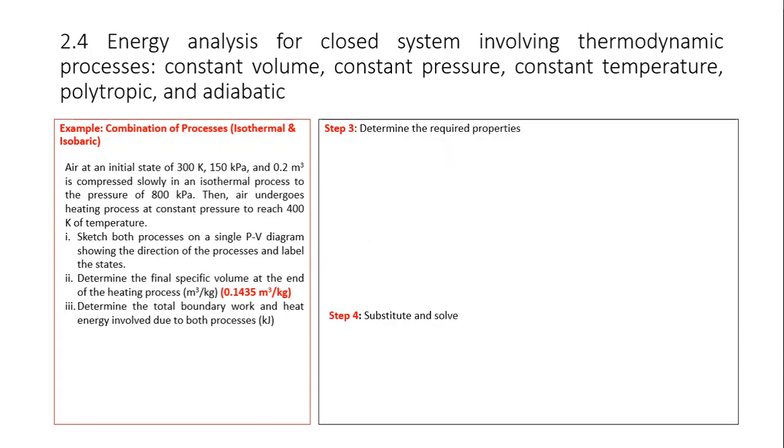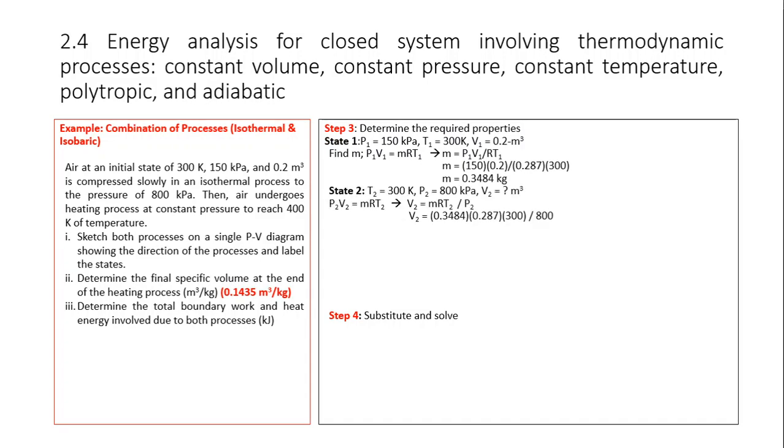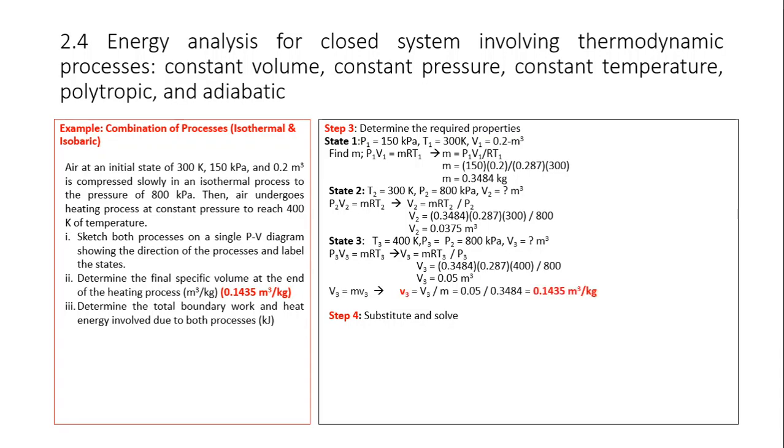For step 3, just like in previous examples, find the required properties at each state: state 1, then state 2, and finally state 3. Also remember to calculate the specific volume at state 3. Now, once all the required properties are known, we can then sketch the PV diagram.